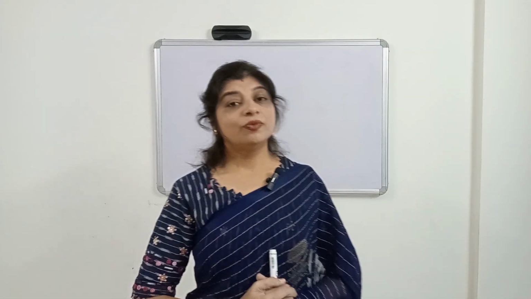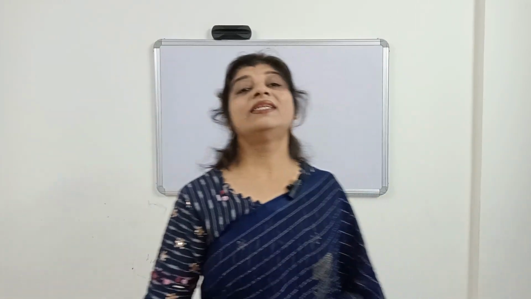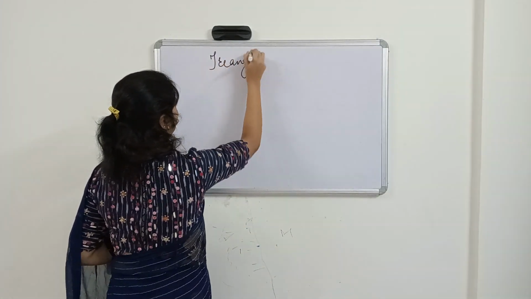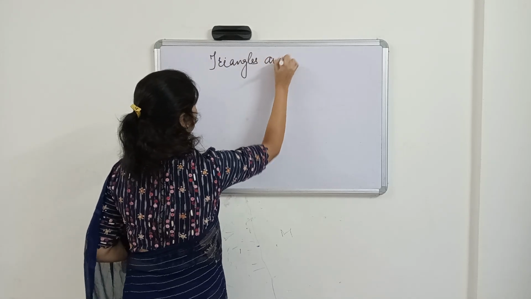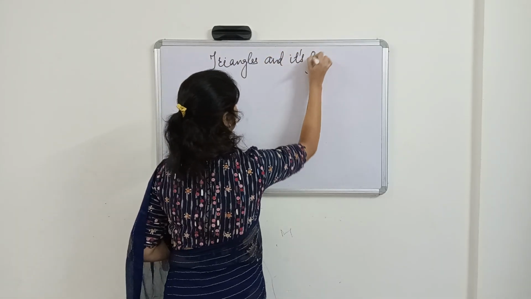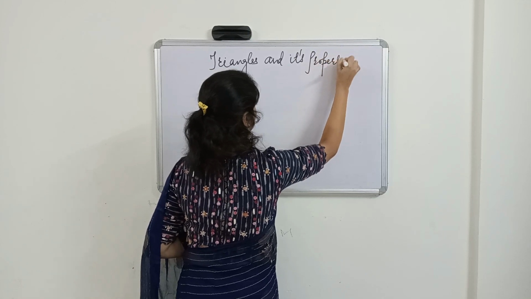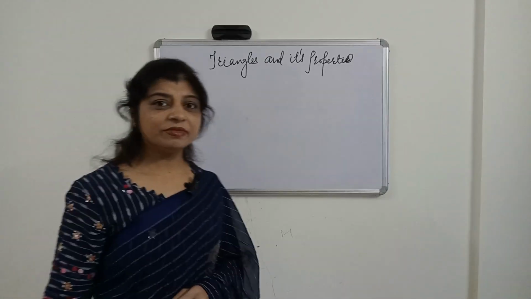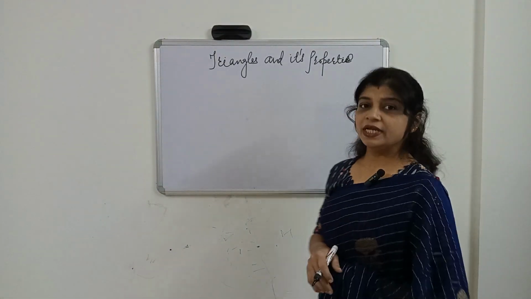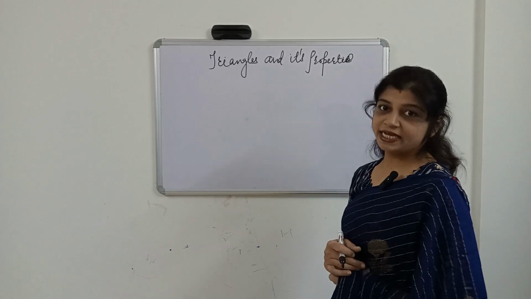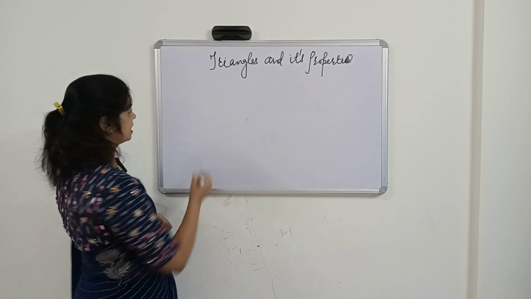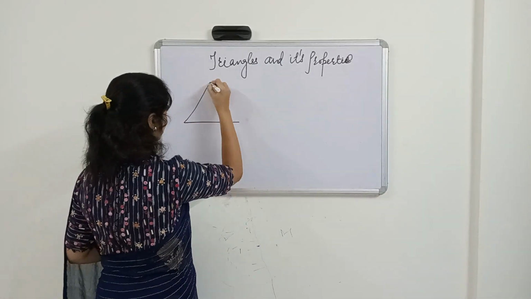So let's see triangles and its properties, for classes 6, 7, 8 and 9. Now, this word itself indicates triangles. Tri means 3. What will a triangle have 3 of? Sides and angles. So the elements of a triangle are its sides and its angles. Let's see, this is a triangle.